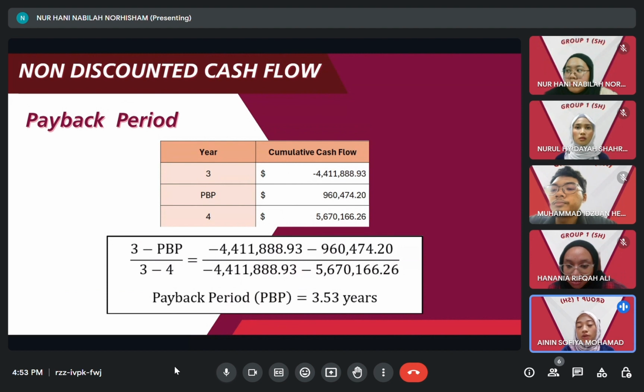Based on the non-discounted cash flow diagram before, this is how we calculate the payback period. The payback period is where the land cost will be added up with the working capital cost. So the payback period cumulative cash flow is in between year 3 cumulative cash flow and year 4. This is where we must utilize interpolation by keying in all the values that are illustrated in the table, and we will get the payback period to be 3.53 years.